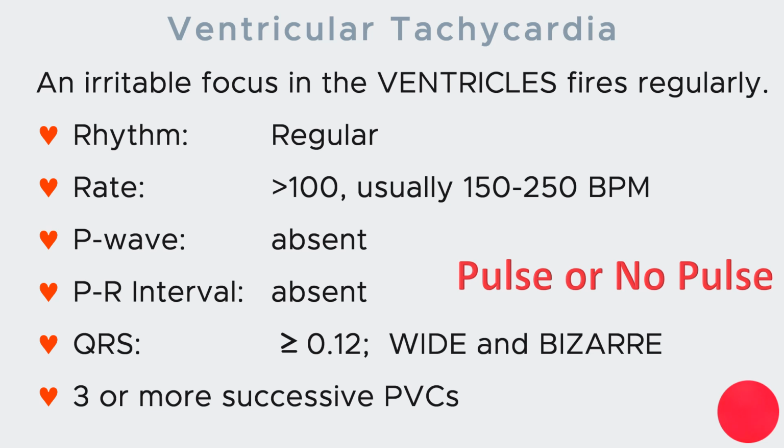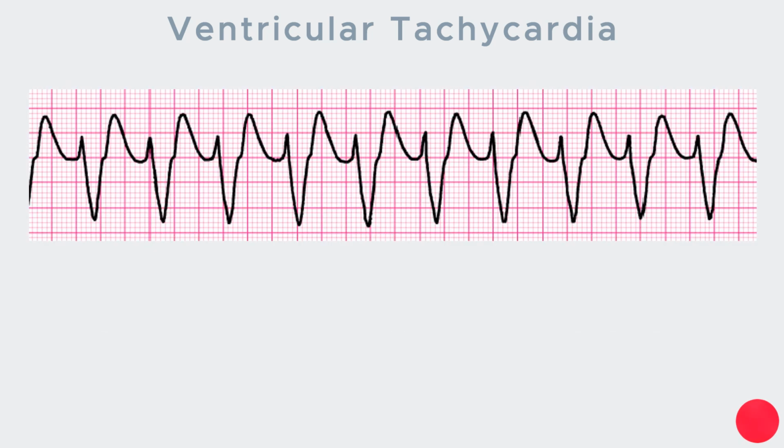Something to consider with VTach is your patient, whether or not they have a pulse. With this rhythm, since it is organized and a single irritable focus within the ventricles, it is possible for your patient to have a pulse. However, it is also possible that your patient will not have a pulse, and then you would need to initiate a cardiac arrest. If your patient does have a pulse upon onset of ventricular tachycardia, keep in mind they may quickly deteriorate and become pulseless.